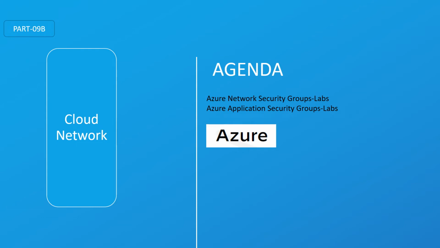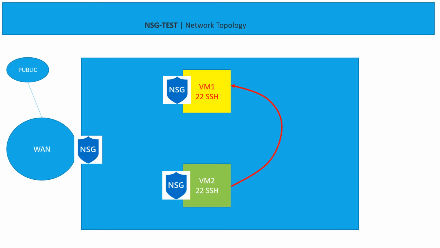Hello everyone, my name is Ajay, and in this section 09B we are going to look at the lab which is related to network security group and application security group. This is going to be the network topology where I'm going to have the VM1 and VM2. Both are going to be the Linux instances.